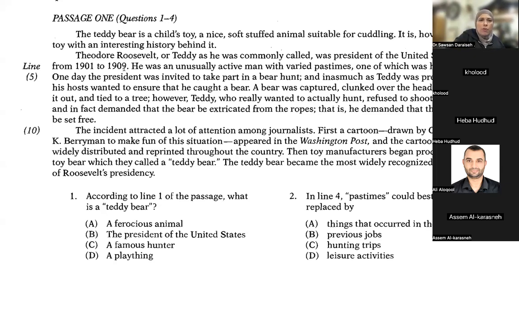In line 4, 1, 2, 3, 4, here we go. Pastimes. I think we mentioned this. He was an unusually active man with many pastimes. So things that occurred in the past, previous jobs, hunting trips, leisure activities. Of course, if you're not exposed to the word, most of you will miss it. Activities with leisure, guys, means relaxation, enjoyment, fun. The things we do in leisure time, like relaxing, free time. Hobbies. That's really what it is.